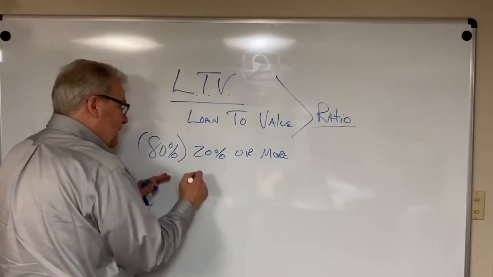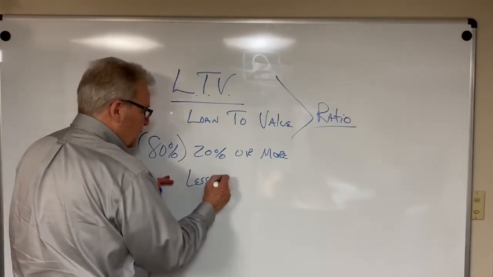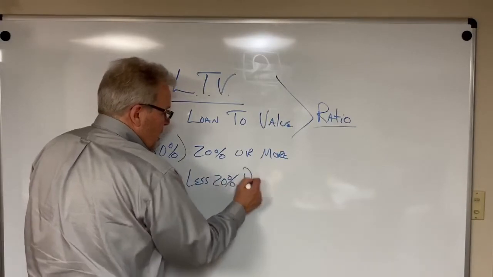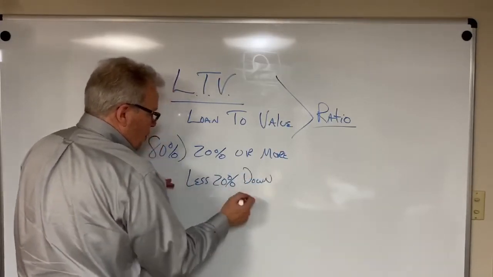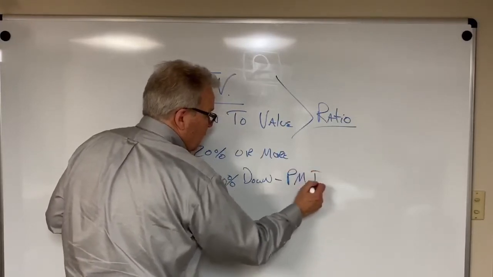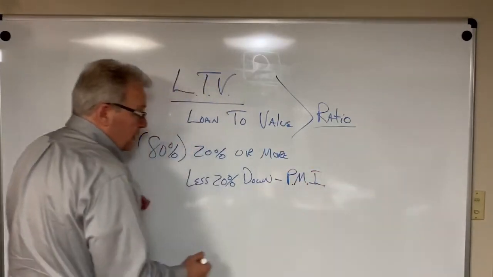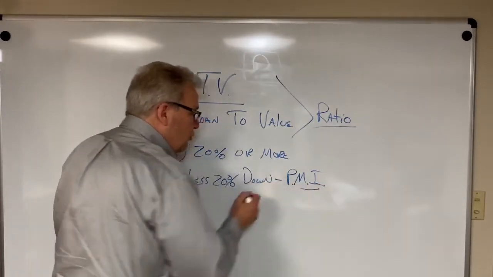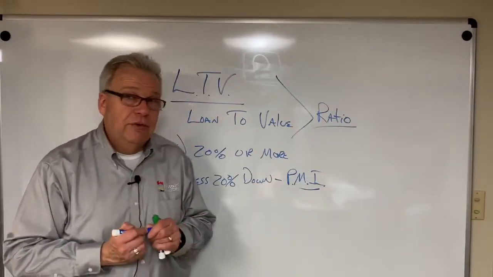If you put less than 20%, then the lender requires what we call PMI, private mortgage insurance. You need to know that for the test. And what is that? It insures the lender in case you default.